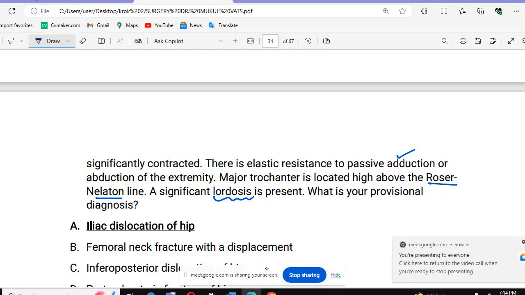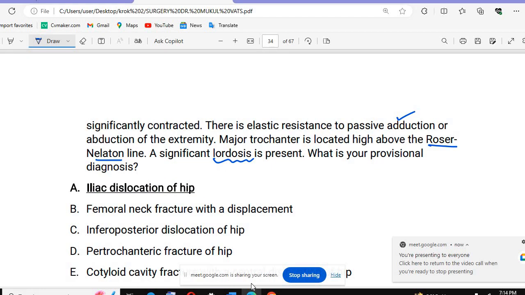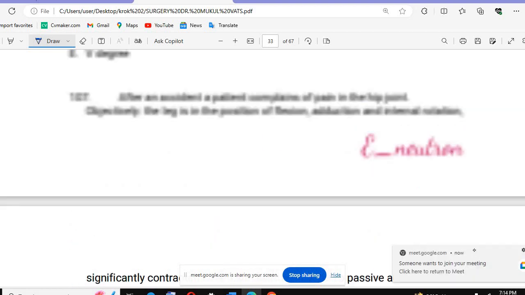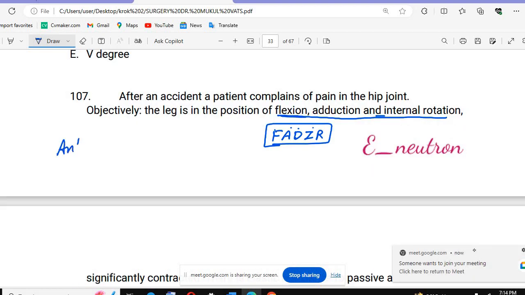Then we will be asked what is your provisional diagnosis. What we have seen here is iliac dislocation of the hip. In anterior dislocation of the hip, there will be FADIR. If FADIR is there, it means anterior dislocation of the hip.